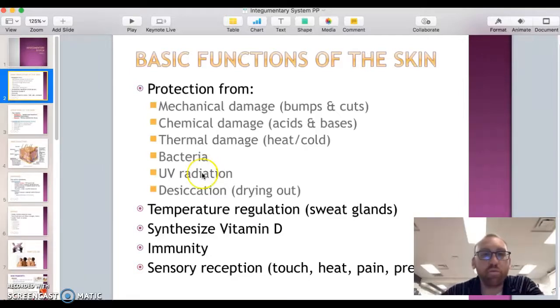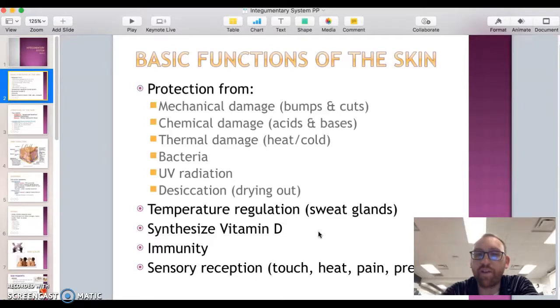It also plays major roles in UV radiation protection, as well as preventing you from drying out. So it helps with retaining water and making sure that you keep water inside your body. It helps with temperature regulation because of your sweat glands, as well as keeping heat in as part of the adipose tissue that you're going to learn about, like the fat on the bottom in the hypodermis.